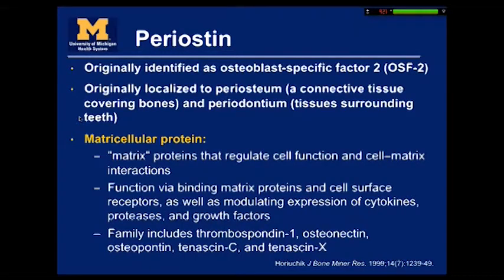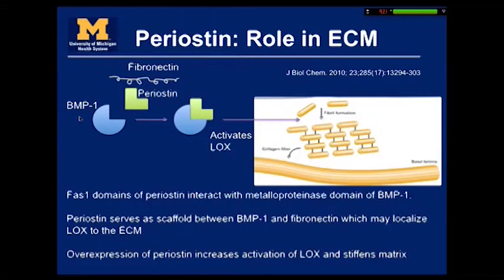And this is a molecule that belongs to a family of molecules that include things like thrombospondin, osteonectin, and things like that. And so the reason I think that the fibrosis community got particularly interested in periostin was this observation that periostin could then bind to fibronectin, which would localize periostin to provisional matrix, and then periostin could bind bone morphogenic protein 1, or BMP1, and in so doing could localize BMP1 to provisional matrix.